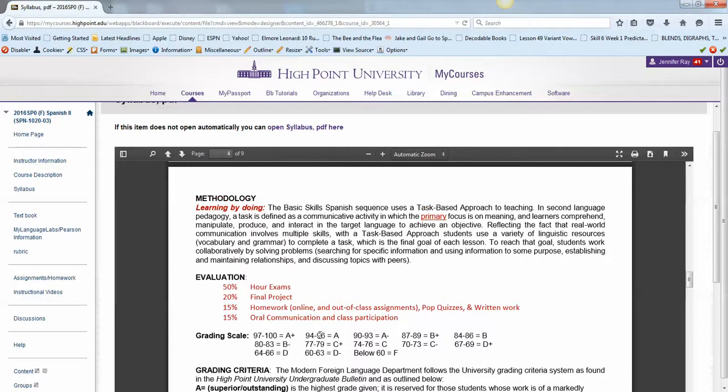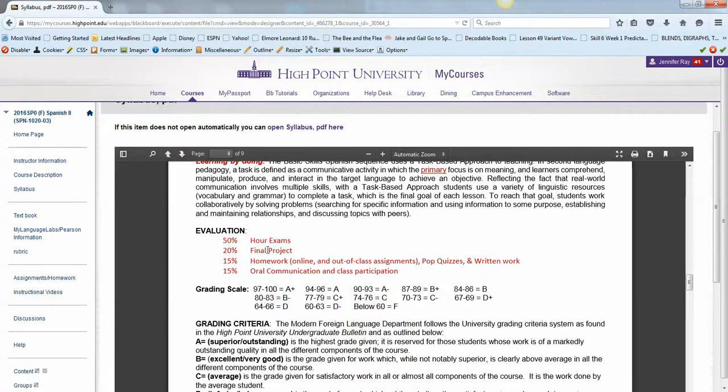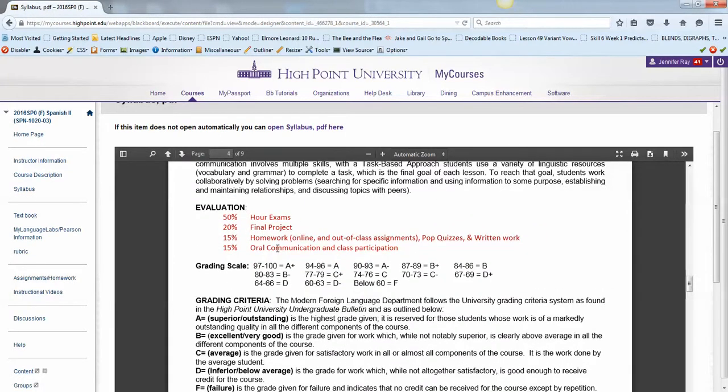Here's your evaluation. You've got 50% are your exams, those are your chapter tests. 20% is a final project, and that final project potentially could be a final exam. 15% is homework, pop quizzes, written work, and 15% is oral communication and class participation. And homework is going to be most of your My Language Labs activities, and potentially could be writing assignments or reading assignments, etc. This is the grading scale.